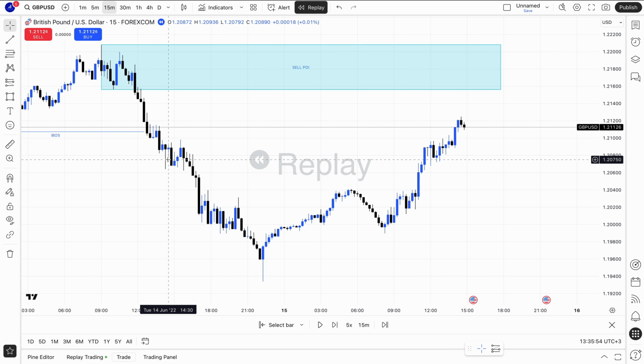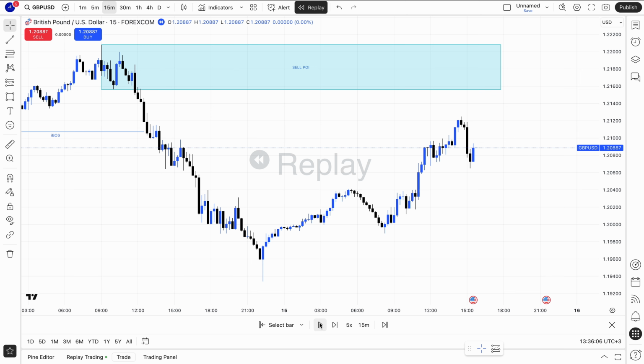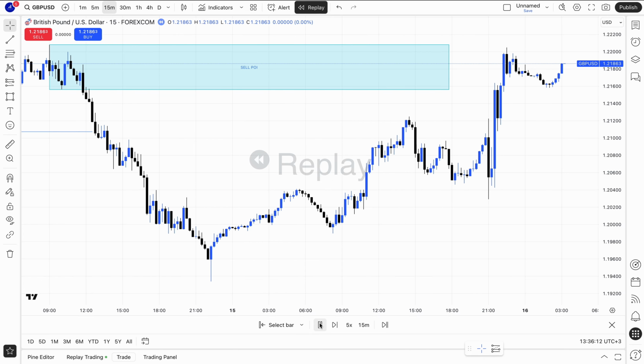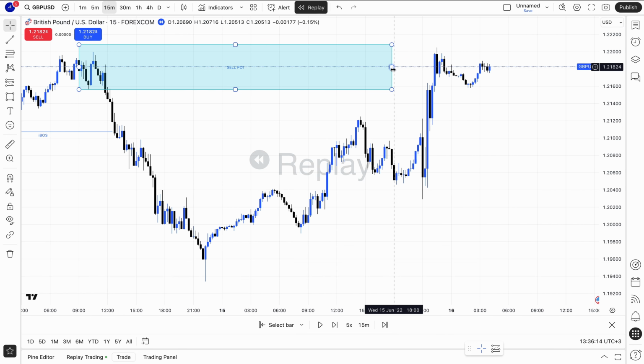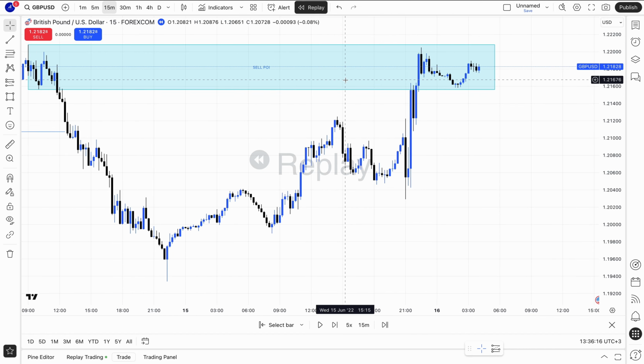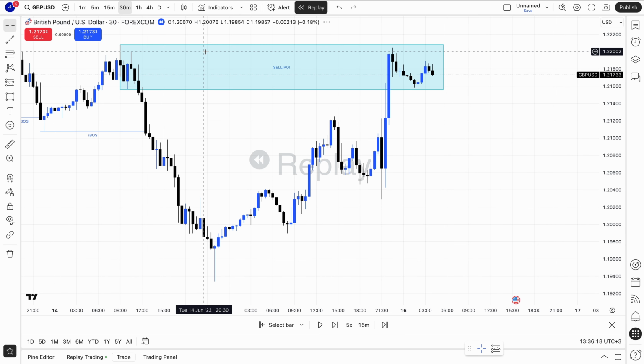We didn't have a pullback from here. 3 candle rule. We got the tap in here, but it was more of, what time is this? It's late already. We need to wait for London to open.